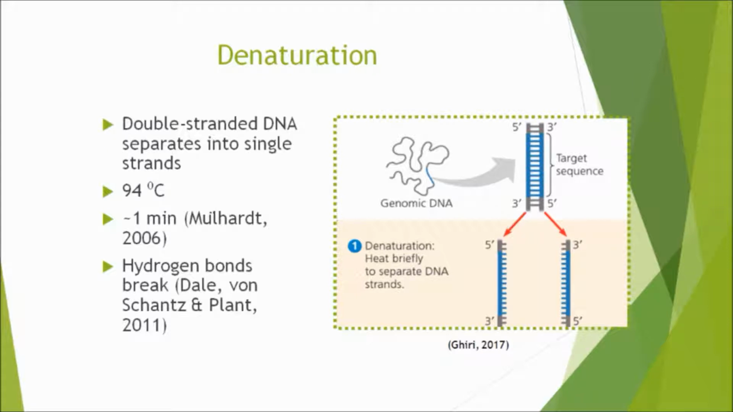The first stage, denaturation, requires the double-stranded DNA to separate into 2 single strands by raising the temperature to 94 degrees Celsius for around a minute. This increase in temperature causes the hydrogen bonds between the nucleotide bases to break. As you can see, one strand runs 5' to 3', while the other runs 3' to 5'.